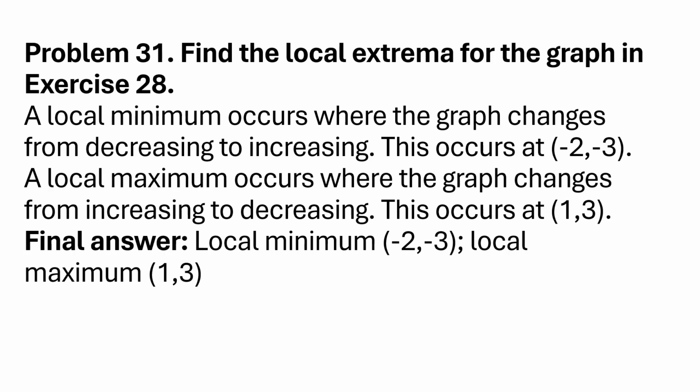We are asked to find the local extrema of the graph from exercise 28. Looking at the graph, the lowest turning point occurs at negative 2, negative 3. This is the local minimum. The highest turning point occurs at 1, 3. This is the local maximum. Therefore, the graph has a local minimum at negative 2, negative 3, and a local maximum at 1, 3.